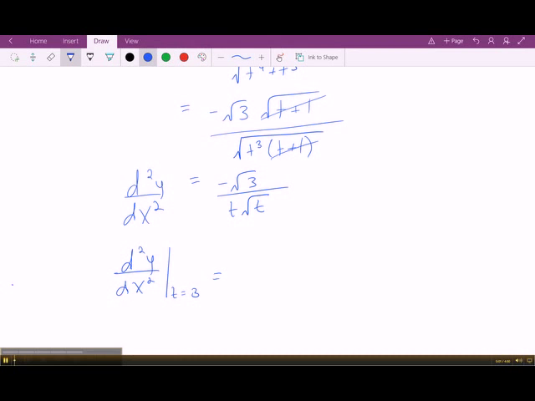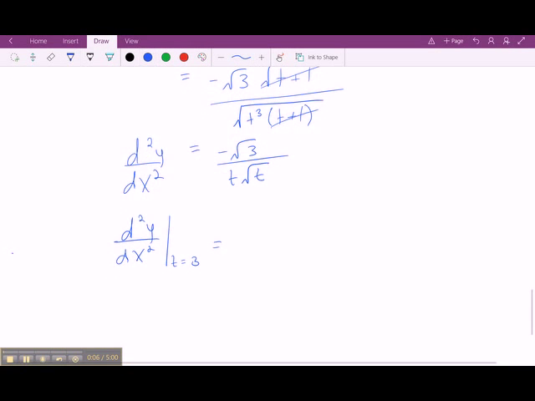Okay, and then finally to finish this one out, they wanted us to find that second derivative at t equals 3. So once you get all of this simplified, go ahead and plug in your 3. Of course, those will reduce, so we get negative 1/3.